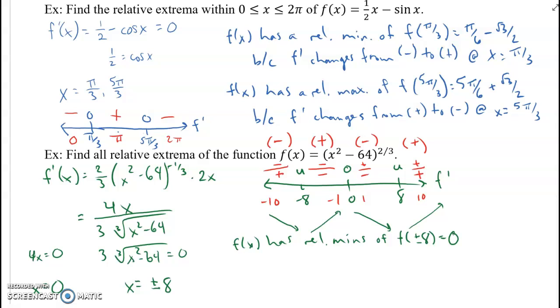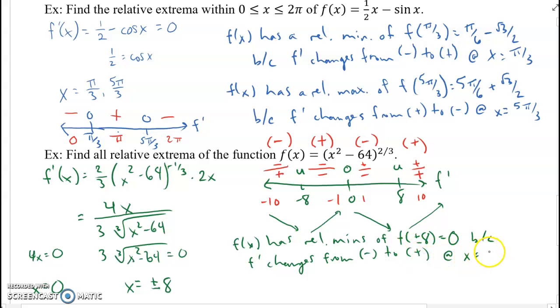Has relative minimums of 0 because f prime changes signs, changes from negative to positive at x equals 8 and also x equals negative 8. So we can just say plus or minus 8 because of the symmetry here.